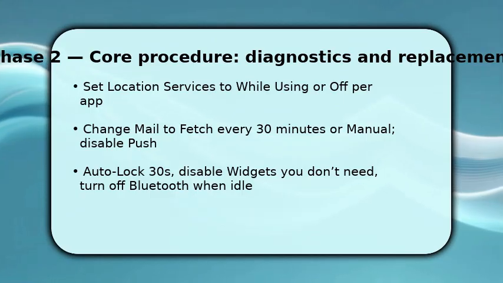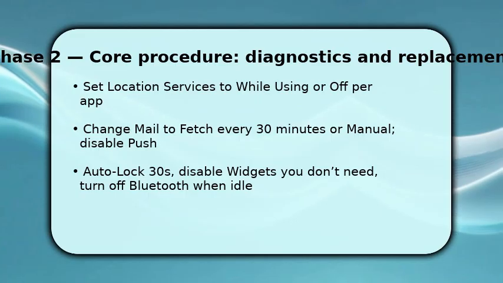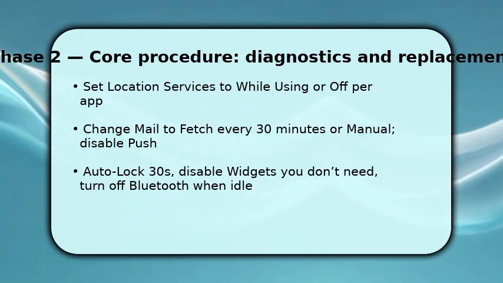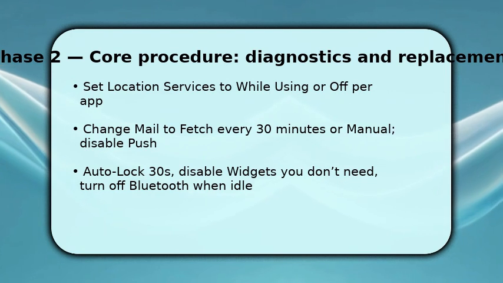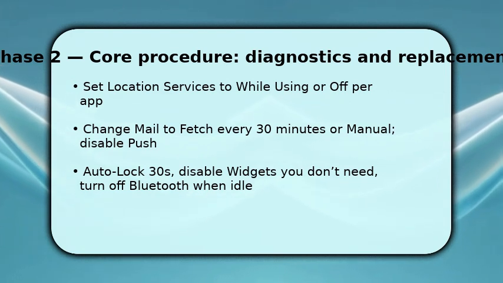Make auto lock 30 seconds, remove unused widgets, and disable Bluetooth and Wi-Fi when you aren't using them. Also review background app refresh per app and disable for heavy consumers. This is how you stop hidden battery drains.